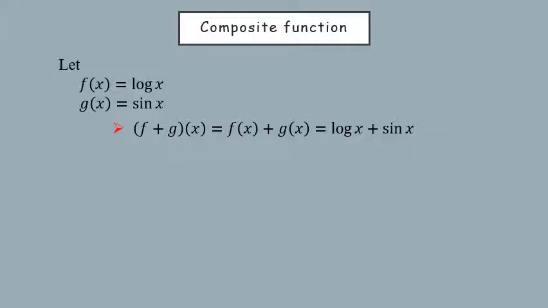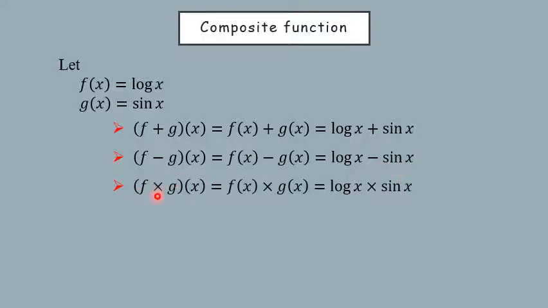Let us consider two functions, f of x is equal to log x, g of x is equal to sin x. Then (f plus g) of x is equal to f of x plus g of x, which is log x plus sin x. So this is called addition of these two functions. Similarly, (f minus g) of x can be written as f of x minus g of x, which is equal to log x minus sin x. This is called subtraction of these two functions.